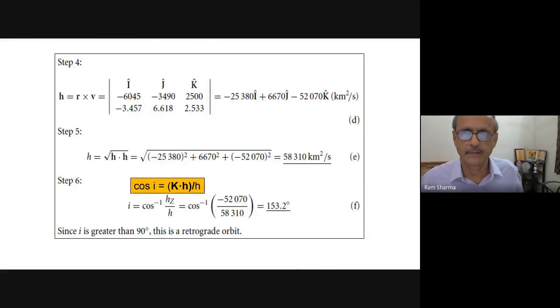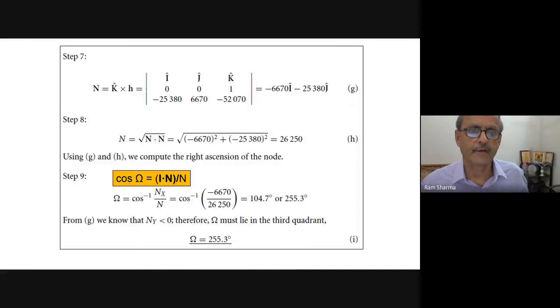We have already calculated the H vector, R cross V, and now the magnitude also. Cos I is K cross H by H. Since it was negative, we got the value in the second quadrant, 153.2 degrees.